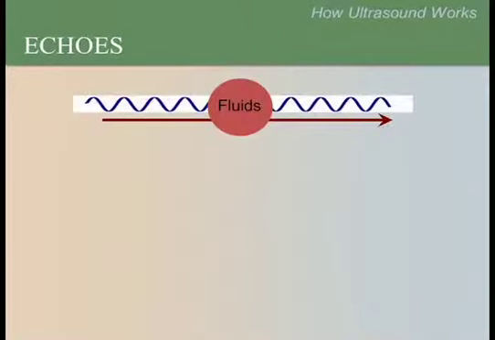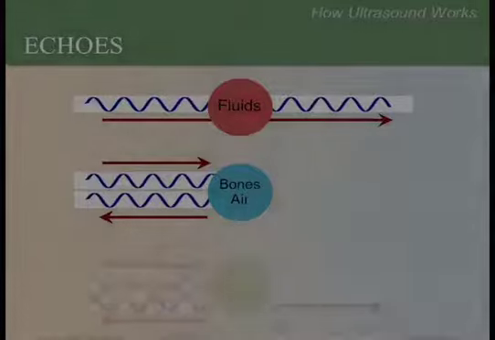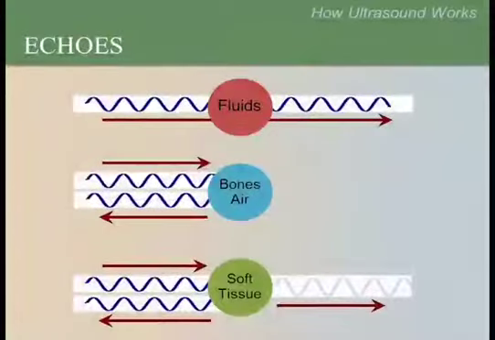For example, sound waves tend to pass through fluids without reflecting back to the transducer. This means that fluid tends to produce no echoes. In contrast, sound waves cannot penetrate bone or air, so they are reflected back strongly and produce strong echoes. Soft tissues are somewhere in the middle. Some sound waves pass through and some reflect back.